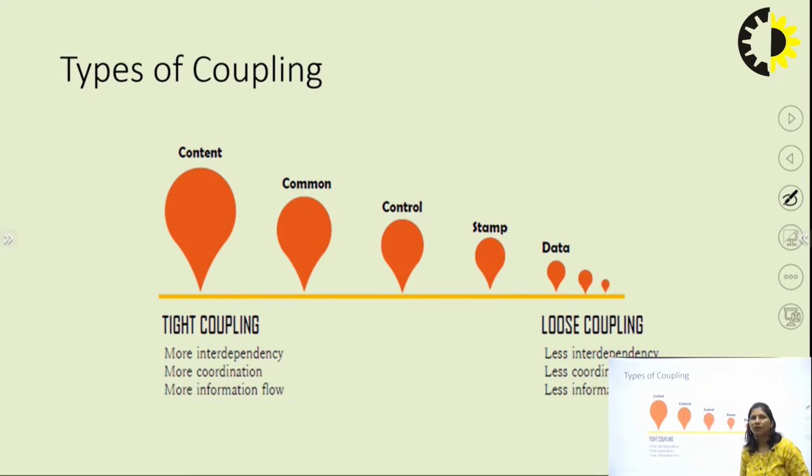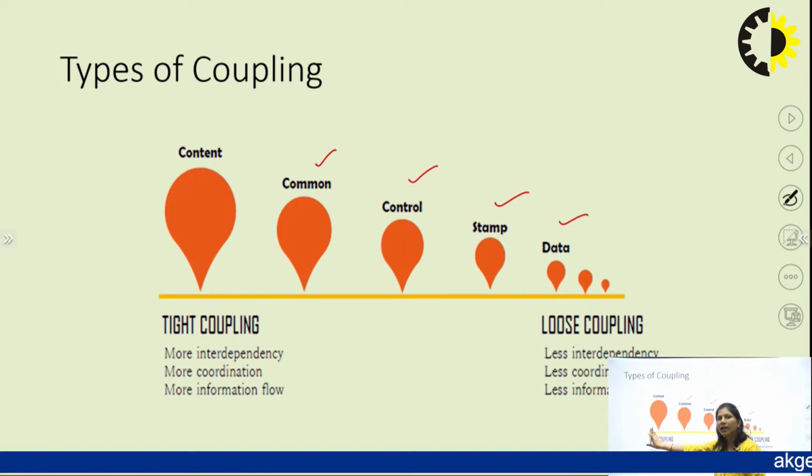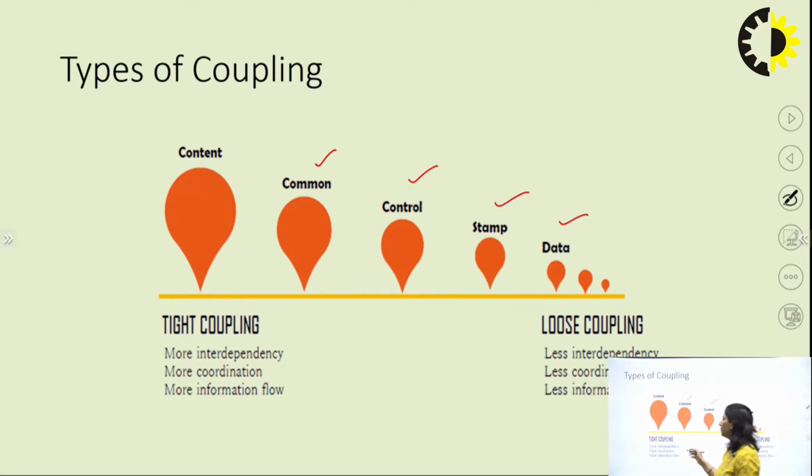There are several types of coupling we will have. The couplings are like content coupling, common, control, stamp, data and many more. We will define here that content coupling will be the tight coupling, that means more interdependency, more coordination and more information flow. Whereas as we go back, the loose coupling is there, right? Less interdependency, less coordination, less information.